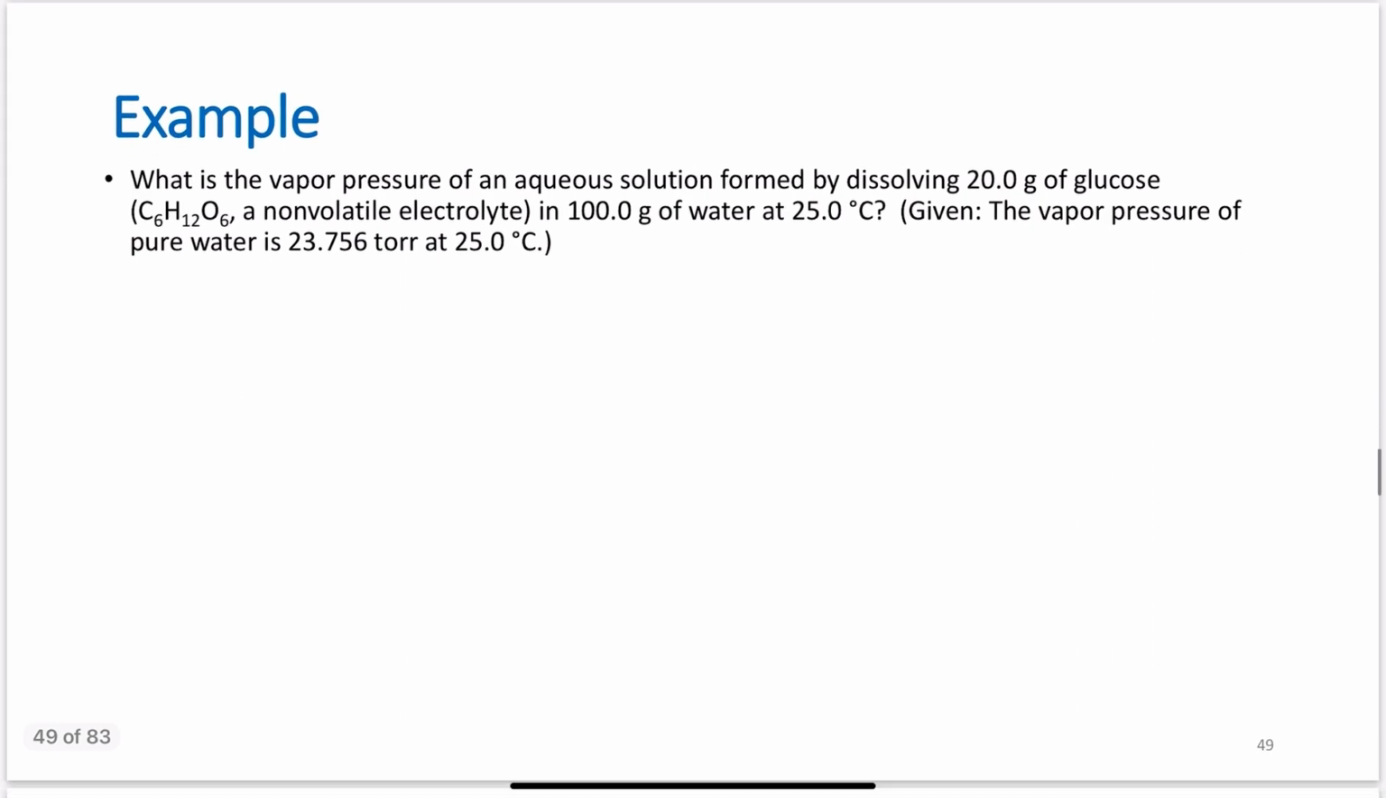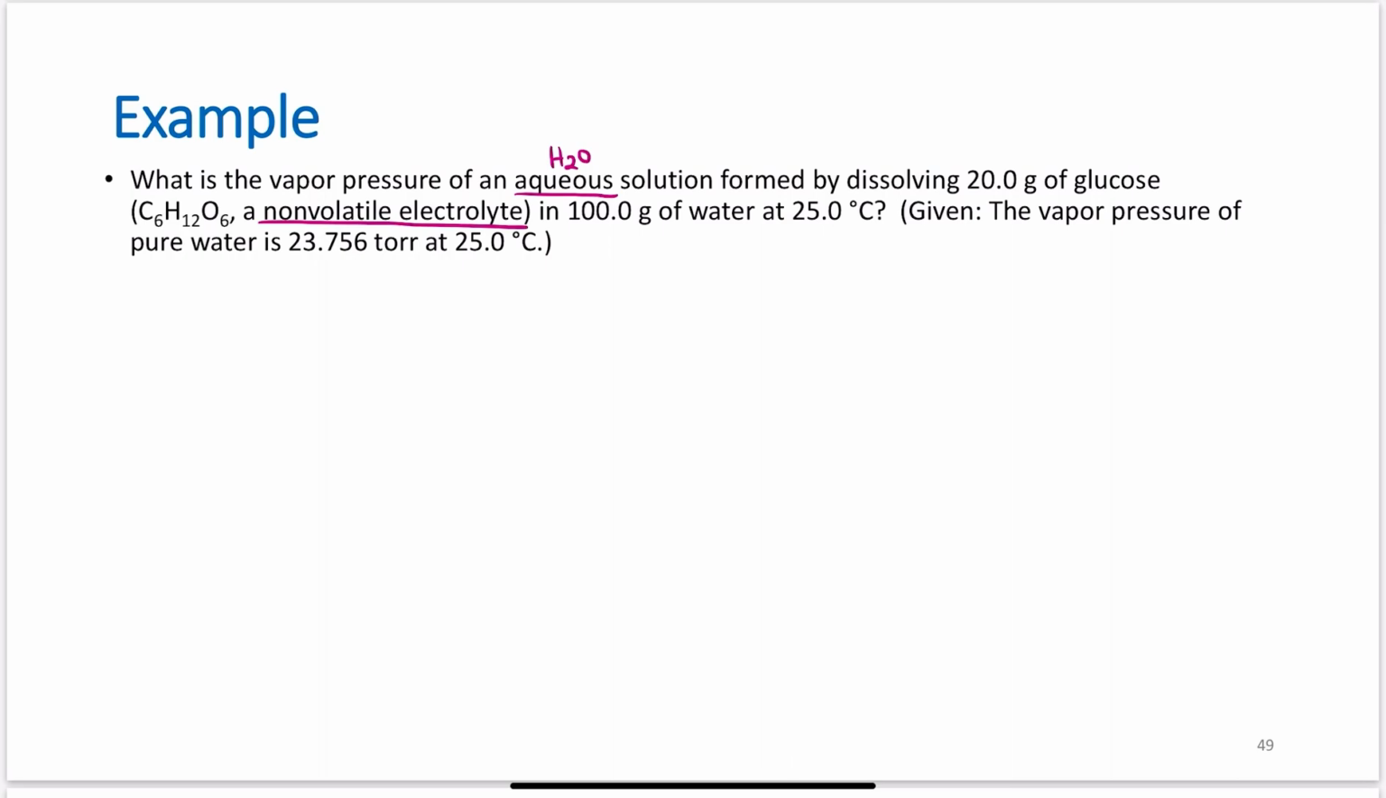Let's work an example though so we can see how this actually works. What is the vapor pressure of an aqueous solution? Remember, aqueous means water. That's formed by dissolving 20 grams of glucose, C6H12O6, which is a non-volatile electrolyte. That is a key. That is telling me I know water's got a vapor pressure. That's something you just have to know.